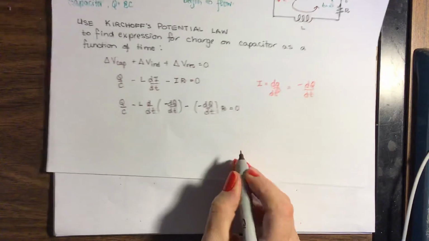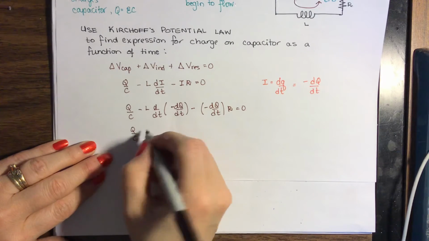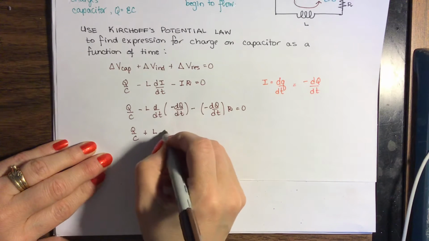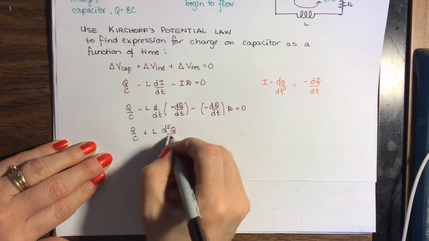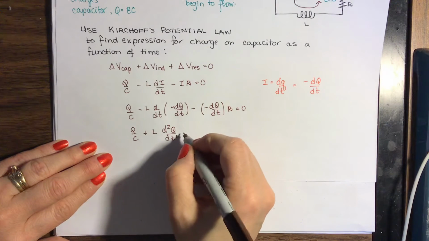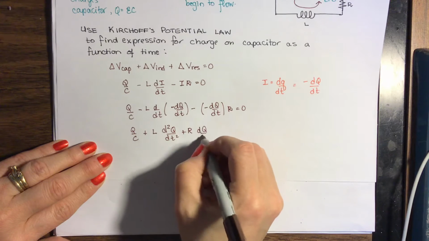Let's just neaten it up a tiny bit. So Q over C, minus times a minus is plus, L, d by dt is the second derivative of charge with respect to time. Negative times a negative is positive, so we've got plus R times dQ/dt.